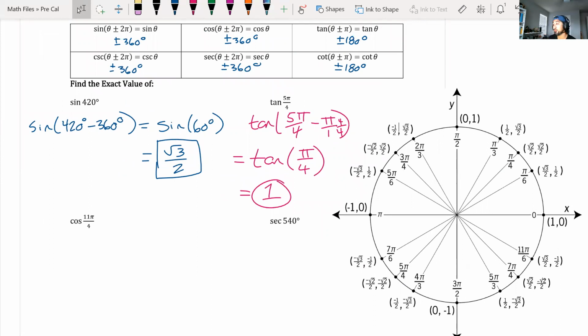7 pi over 4. So would 11 pi over 4 be over a revolution? It would. Yeah, and it's past 8. It's definitely past 8, right? So we could do our trick.